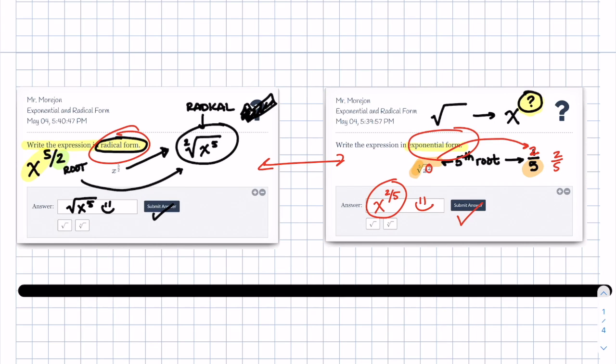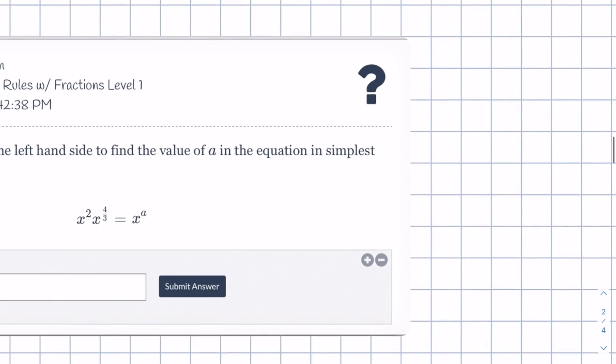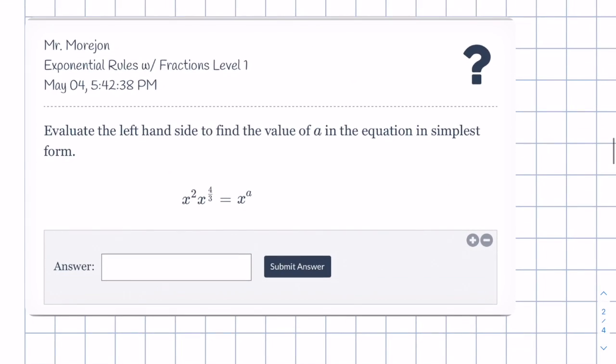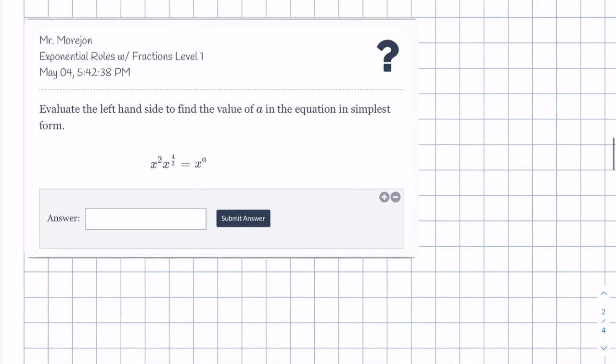Okay, so I'm hoping that it's pretty straightforward to go back and forth between radical form and exponential form. Now let's combine some of these things with what we did last week. So here's a problem, and I want you to notice that we are trying to turn 2 things into one thing. So we have 2 bases, x squared and x to the 4th, and we're trying to turn it into just one exponent.